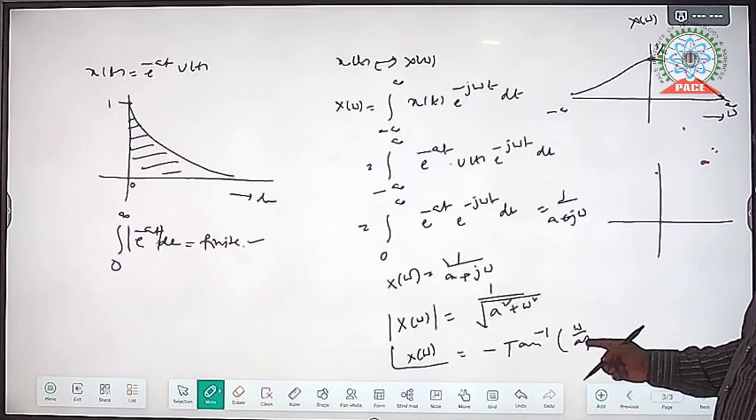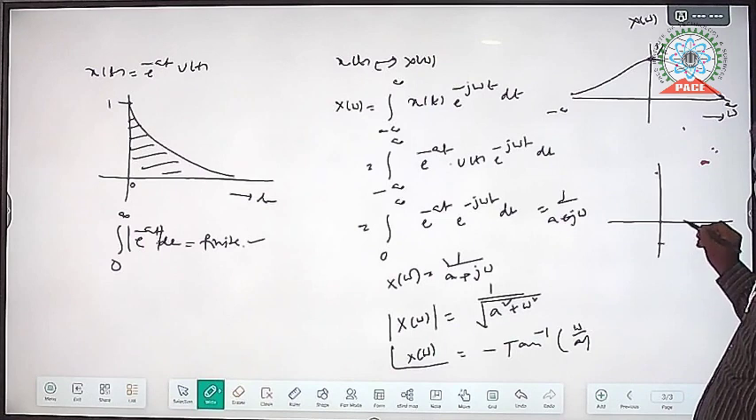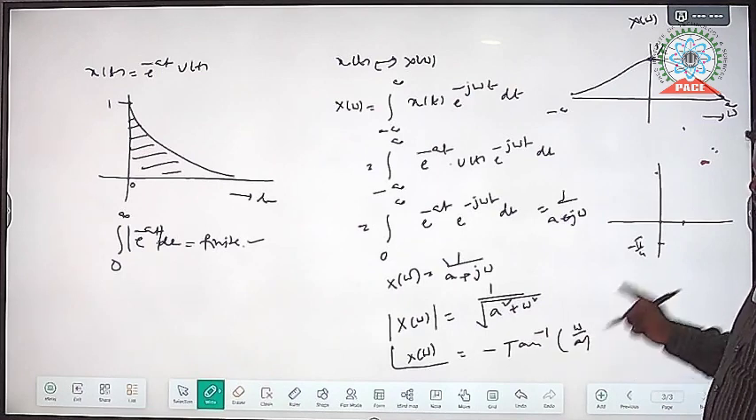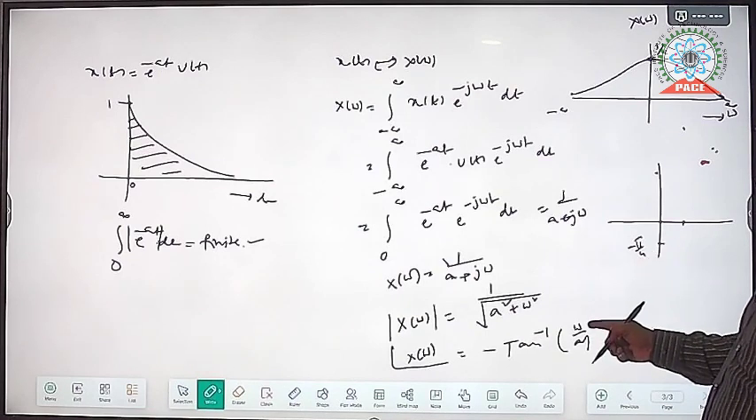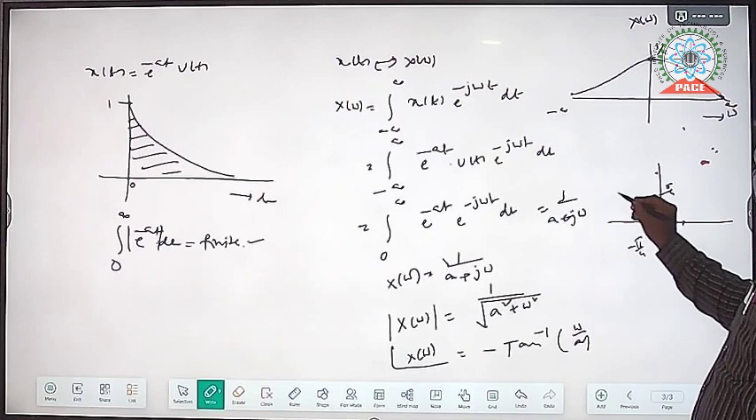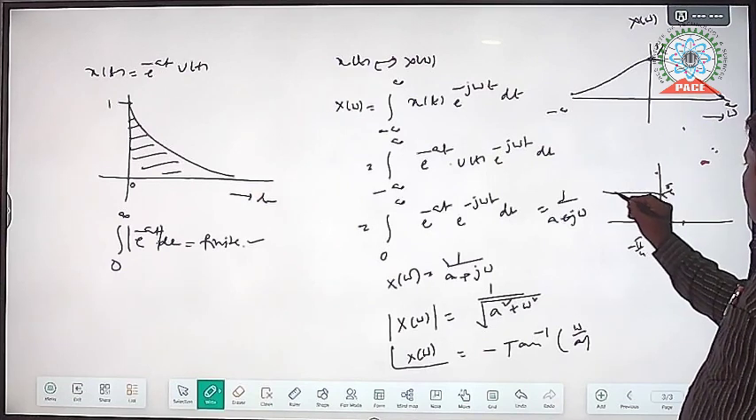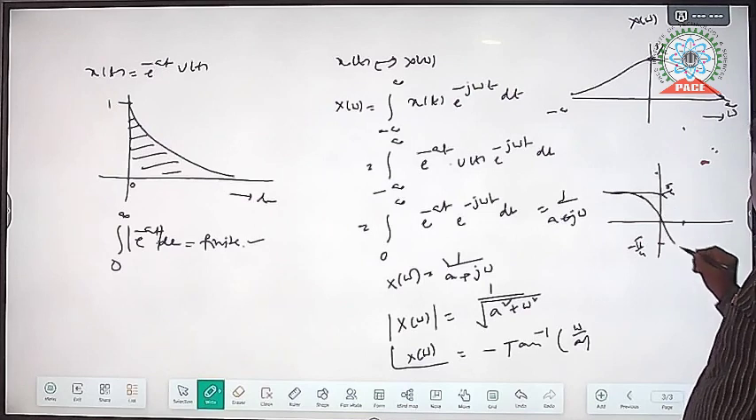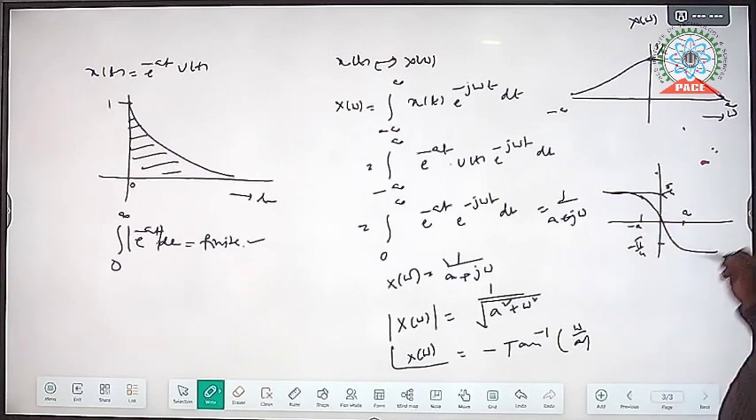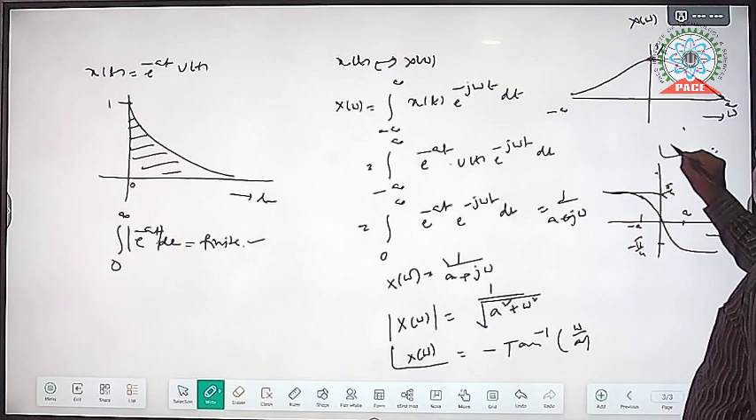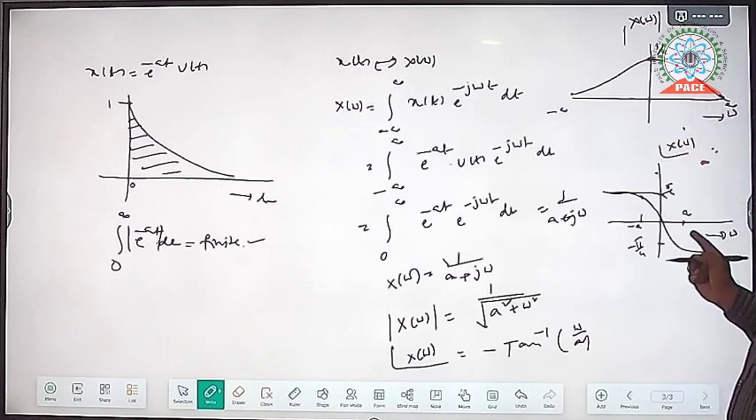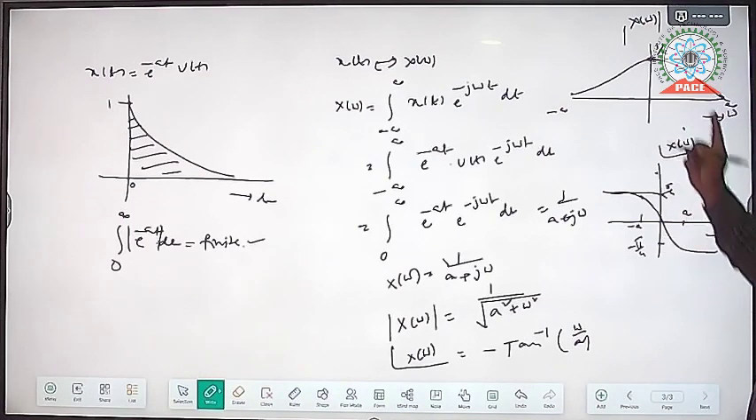At omega equal to a, tan inverse 1 is minus pi by 4. Next, at omega equal to minus a, this is pi by 4. So the signal nature is like this: this is a, this is minus a, and this is omega. So the magnitude spectrum is of even nature, and the phase is an odd function. So it is an even signal and this is an odd signal.